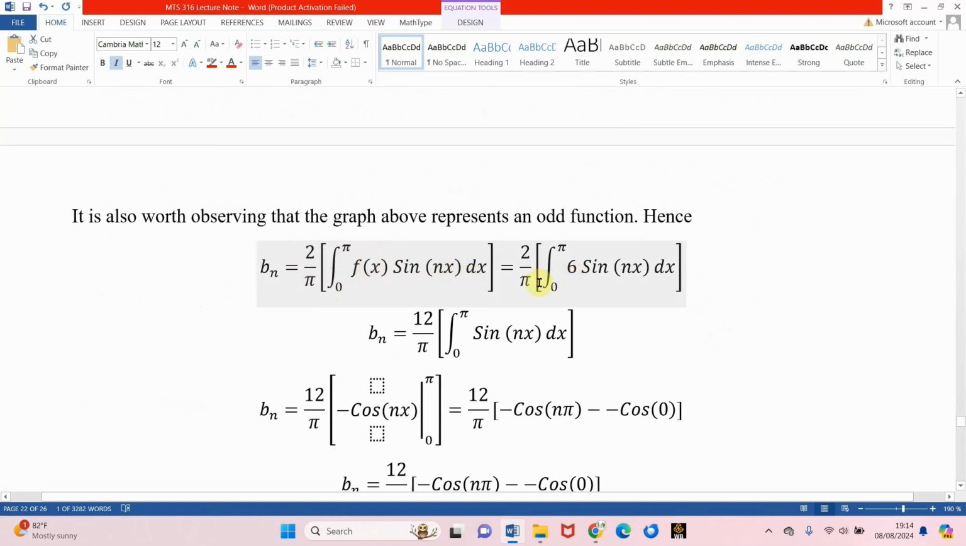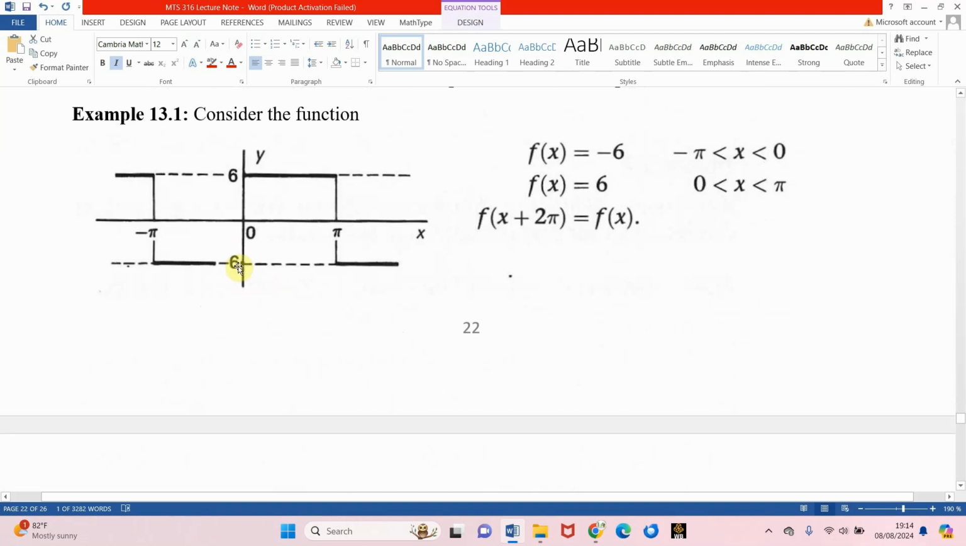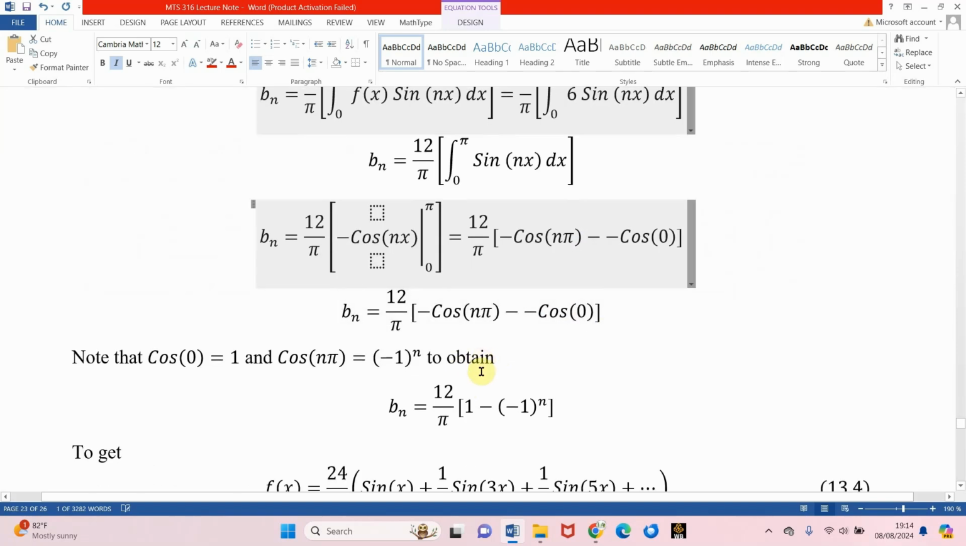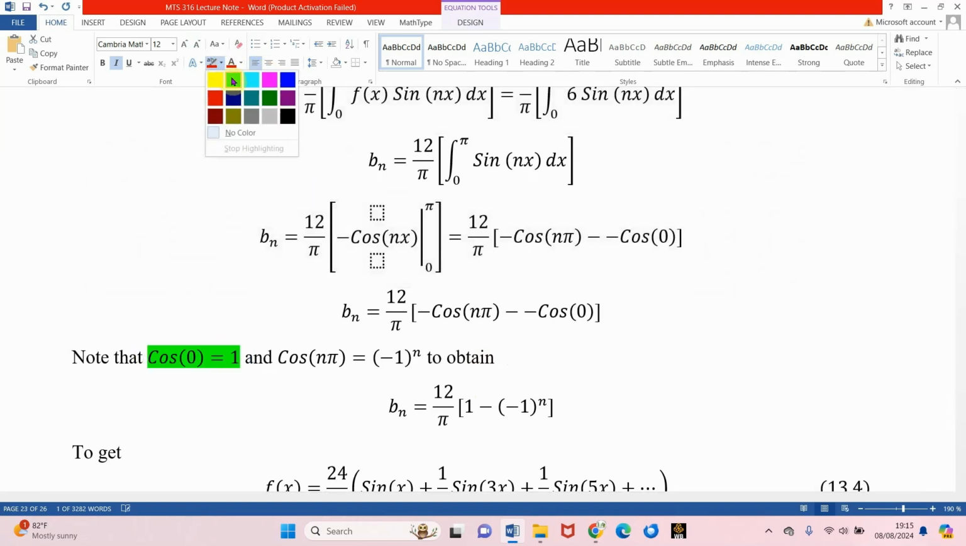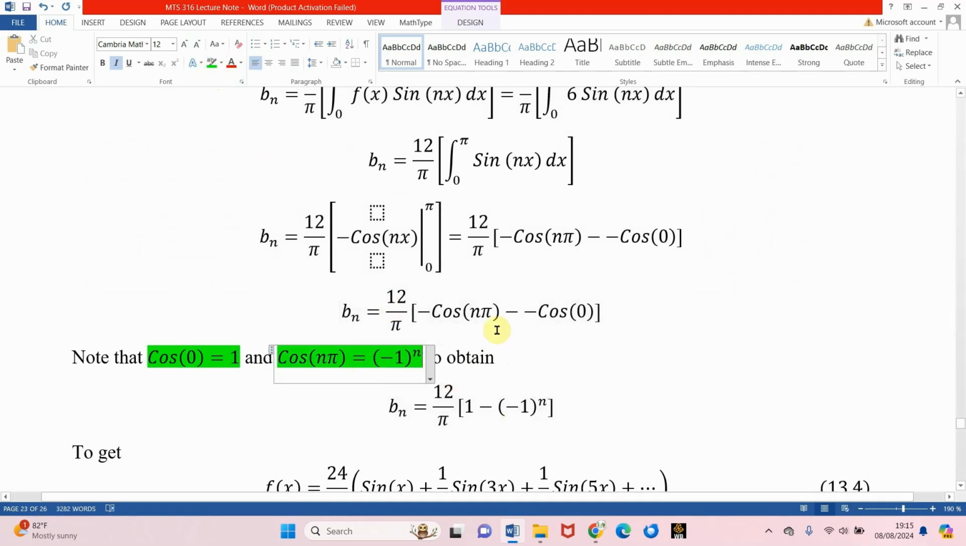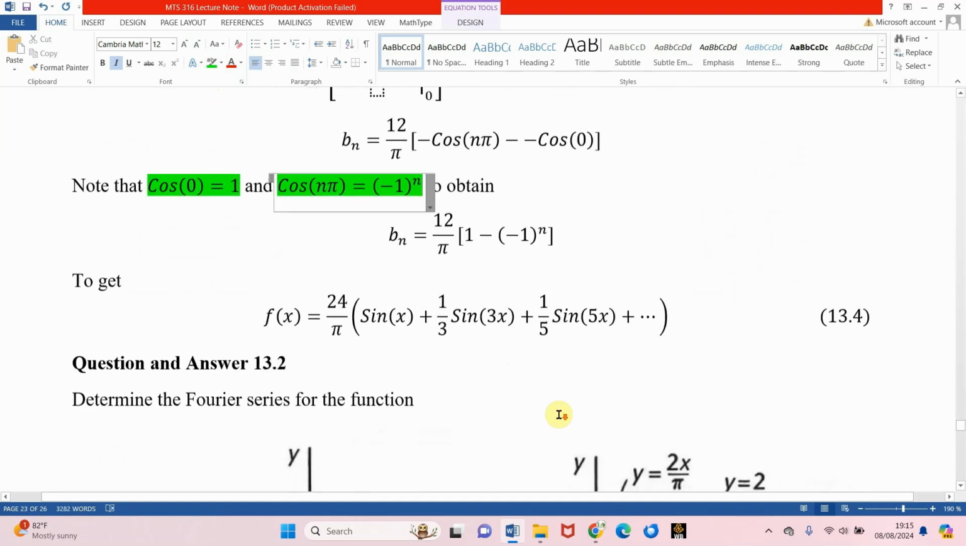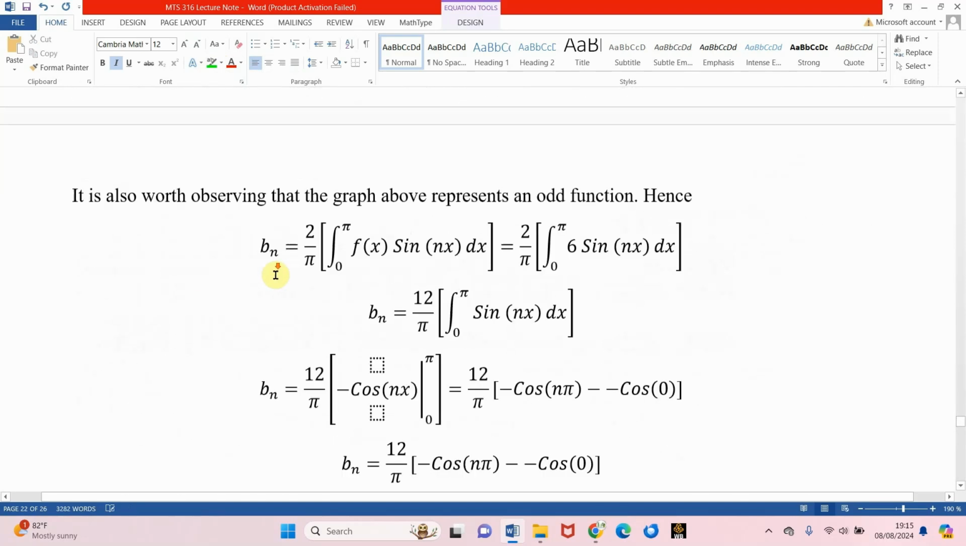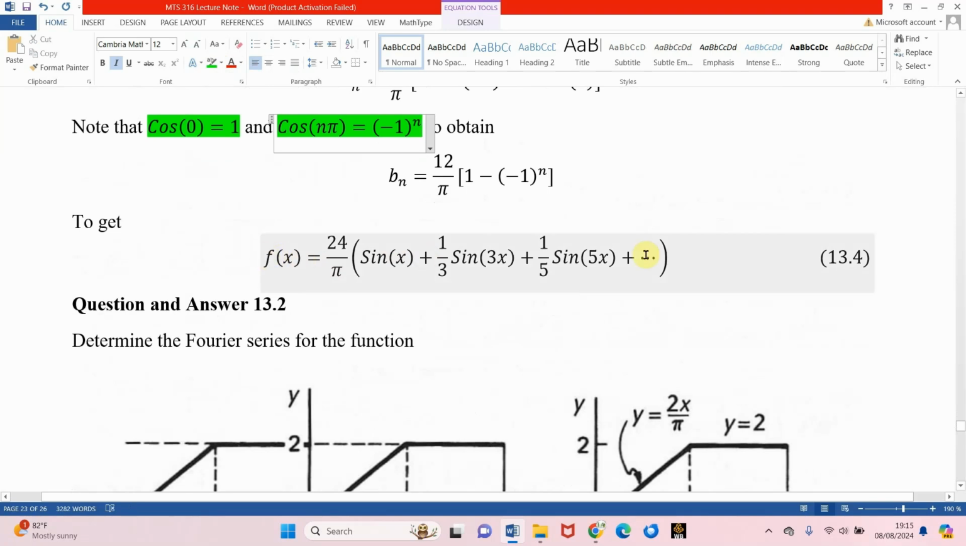If you do this, we only need to deal with from 0 to pi. So that will give us the integral from 0 to pi of sine nx. Then we evaluate the integral, and we have this expression. But always remember this: I've said earlier in the class that cos 0 is 1, meanwhile cos n pi is minus 1 to the power n. So we need this expression. We substitute here, then we have this. Then we have our Fourier sine series for this graph. So what we are trying to say now is that this graph here can be represented by this. If you plot the graph, it gives you the same graph, but note this is approximate.